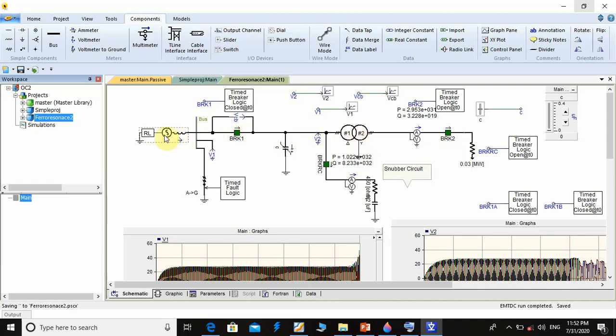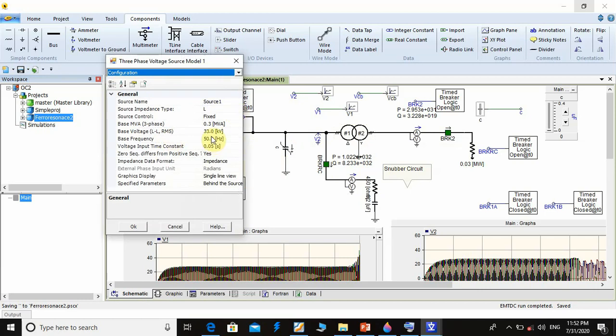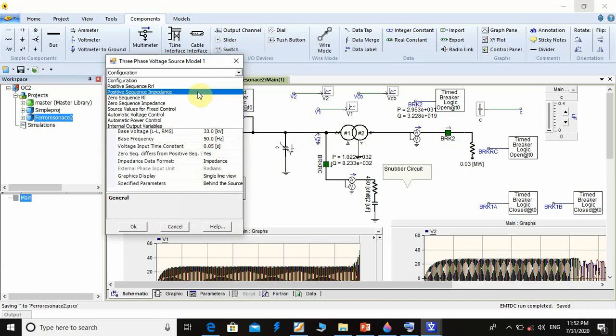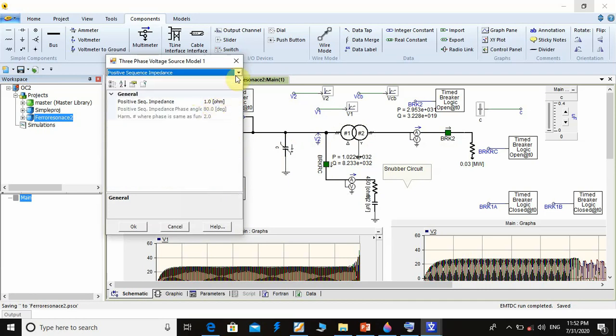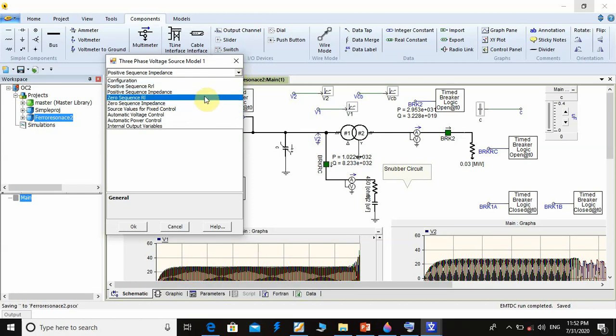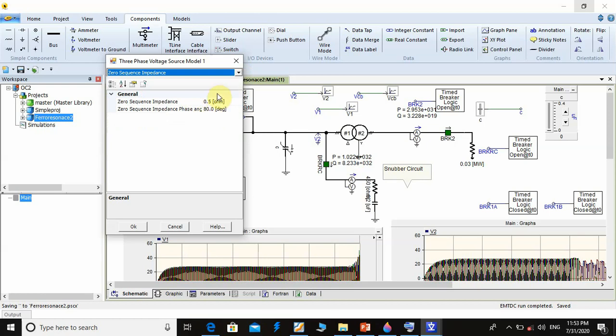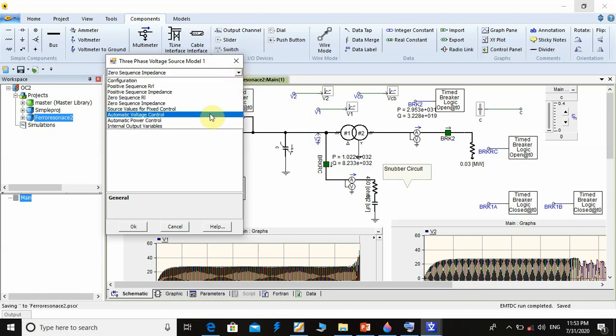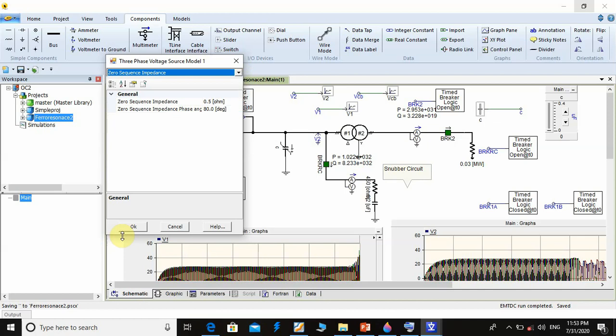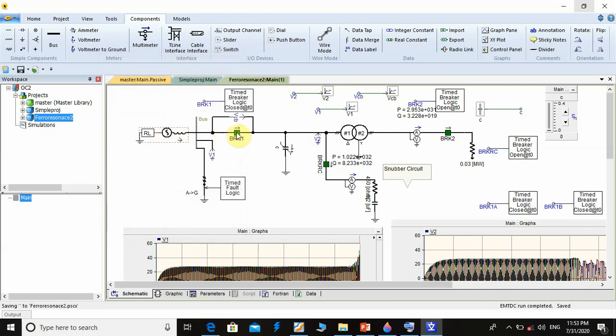Okay, we start with the source. We have a source here of 33 kilovolt and 50 hertz, and the positive sequence impedance is 1 ohm. That means a short circuit level of about 1000 MVA, and our zero sequence impedance is different from the positive sequence impedance. Okay, this is about the source.